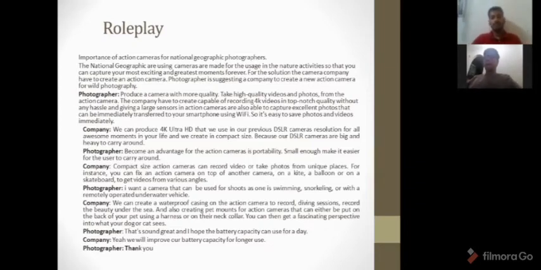Okay, the role play. We're going to talk about the importance of action cameras for National Geographic photographers. National Geographic uses cameras made for use in nature activities so that you can capture your most exacting, greatest moments forever. For the solution, the camera company has to create an action camera. So the photographer is suggesting that a company create a new action camera for wildlife photography. Nikki will do the photographer role and I'm doing the company role.